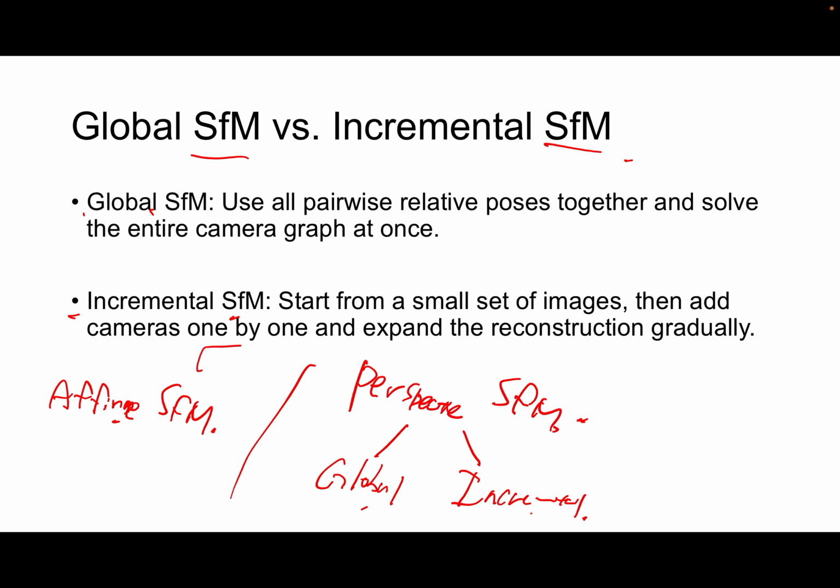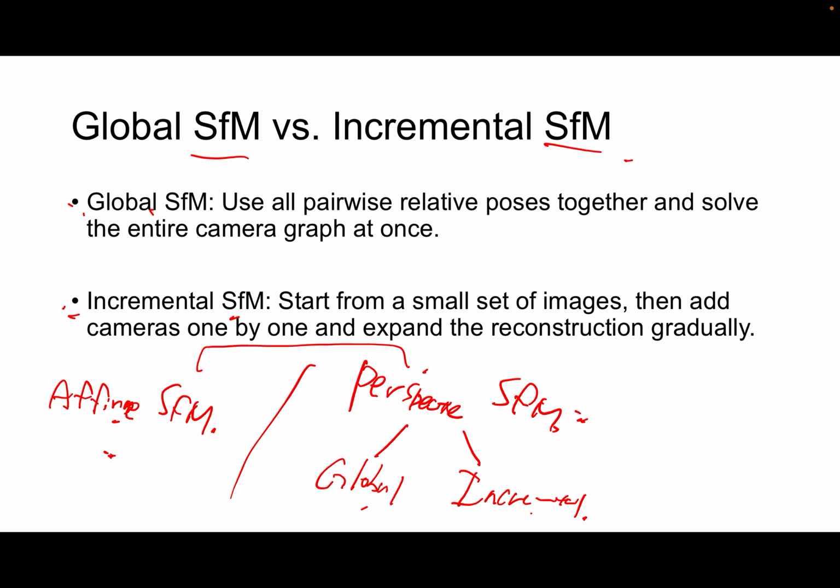As I said, the difference is that affine SfM uses the affine camera model, and perspective SfM uses the perspective projection camera model. Stronger constraint, less observation; less constraint, more observation. This is the difference between affine and perspective SfM. In perspective SfM, there are global and incremental SfM.